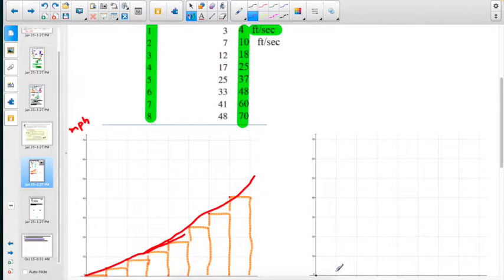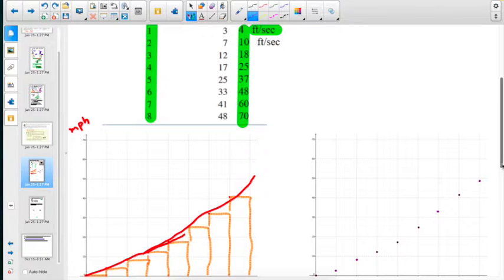Second, mile per hour is 3. And then the next is 7. The next is 12. The next is 17. The next is 25. Then 33. Then 41. And then 48.